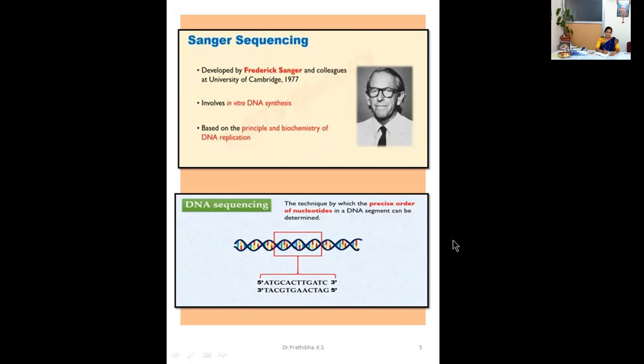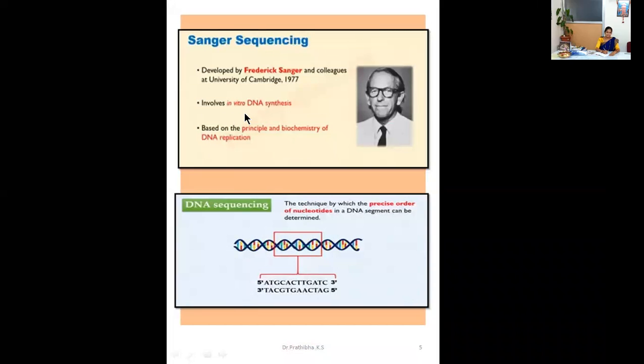This DNA sequencing involves in vitro DNA synthesis. It means in a laboratory, using glass vials or test tubes, in the reaction tubes, we are doing this sequencing methodology. Based on the principle and biochemistry of DNA replication, this DNA sequencing was done. So what is happening in DNA sequencing? It is the technique by which the precise order of nucleotides in a DNA segment can be determined.